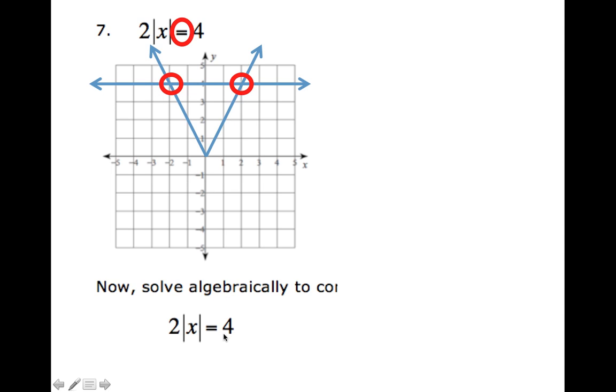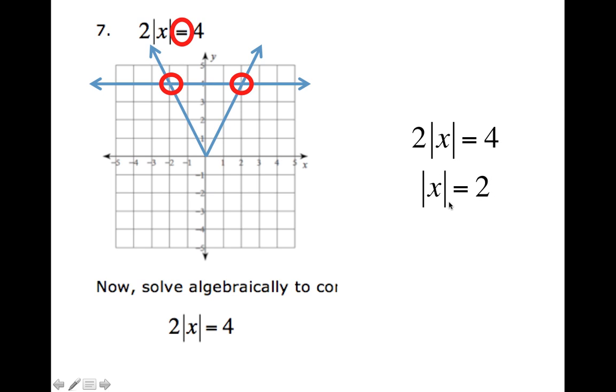So now let's solve it algebraically and confirm we have the same answer. Whenever solving absolute value, you always need the absolute value by itself. There can't be all these numbers around it. So there's a 2 here, we're going to divide by 2 first. So I divide by 2 and I got the absolute value of x equals 2.